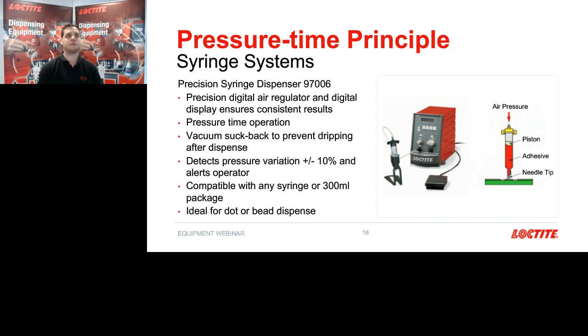The digital syringe dispenser detects pressure variation of plus or minus 10%, and it will alert the operator. If you've adjusted the pressure yourself, then you can simply confirm the change and carry on. But if you haven't made the change, then it will alert you to the fact that the pressure has changed. The digital syringe dispenser is compatible with all our syringes or 300ml cartridges, and it is ideal for dot or bead dispensing.